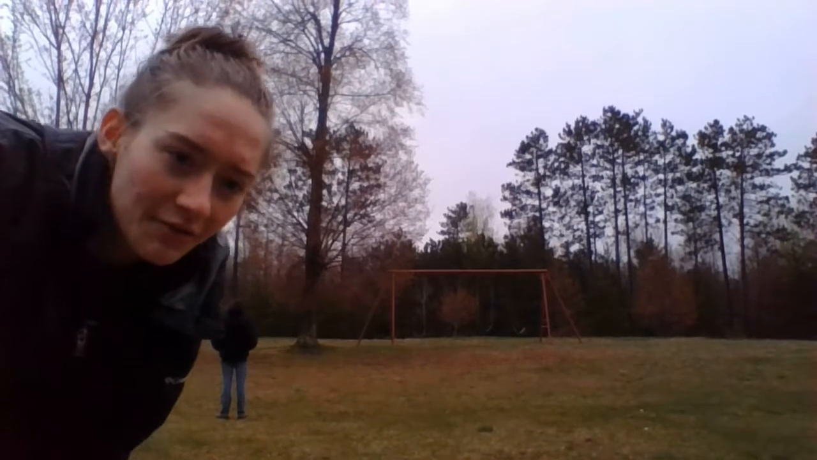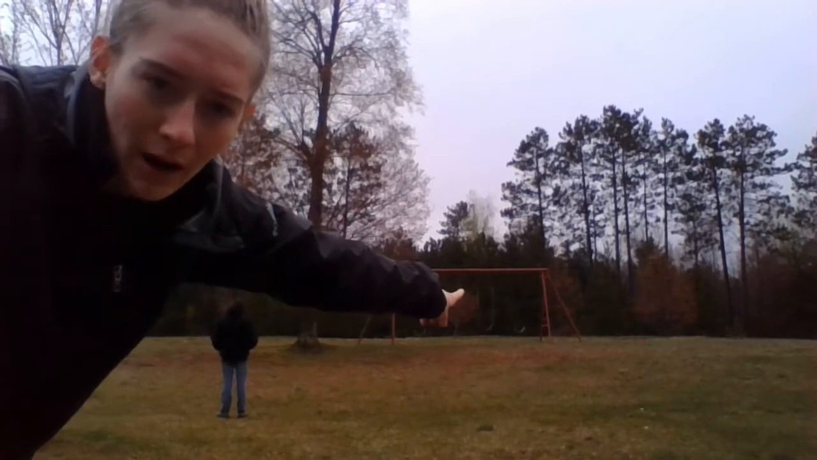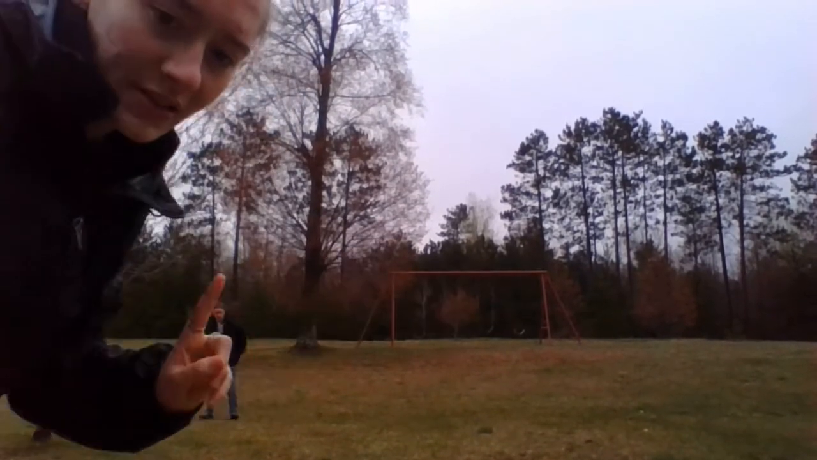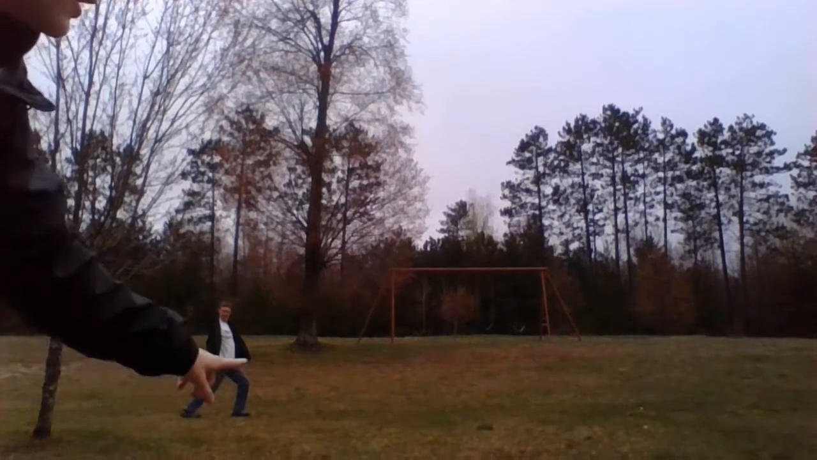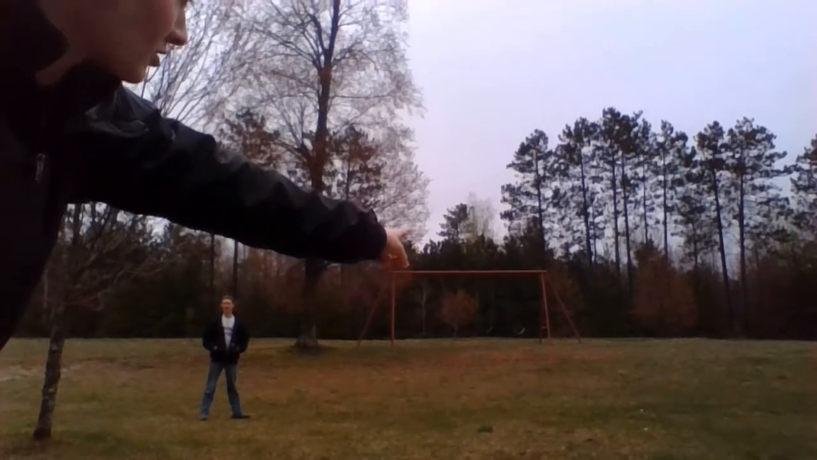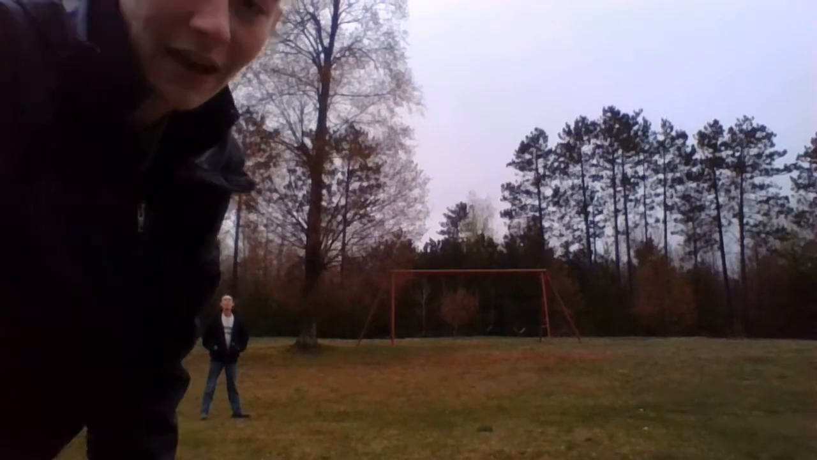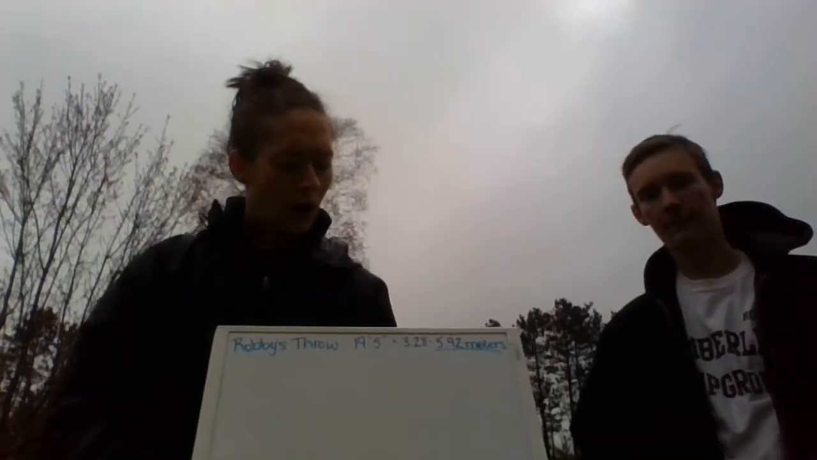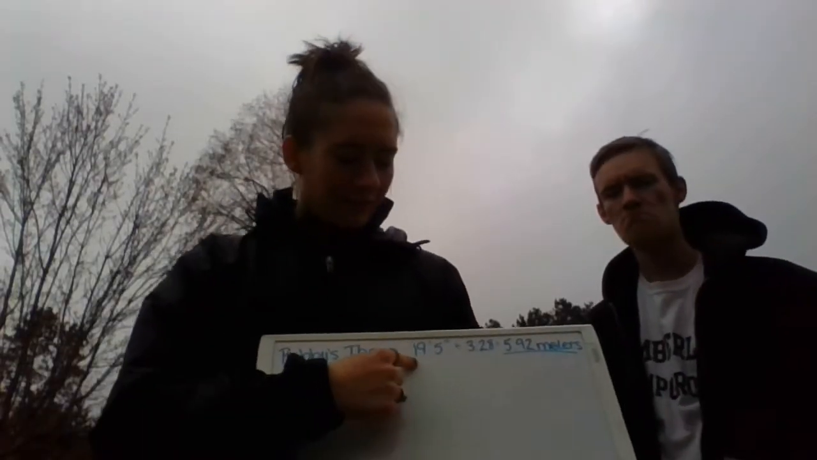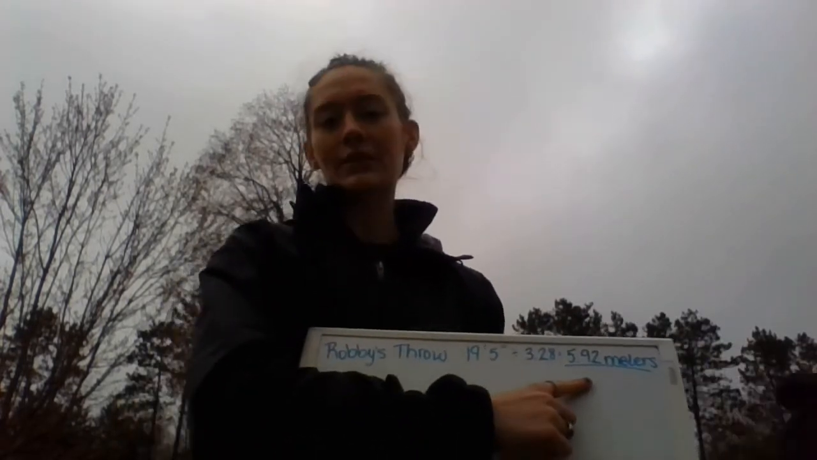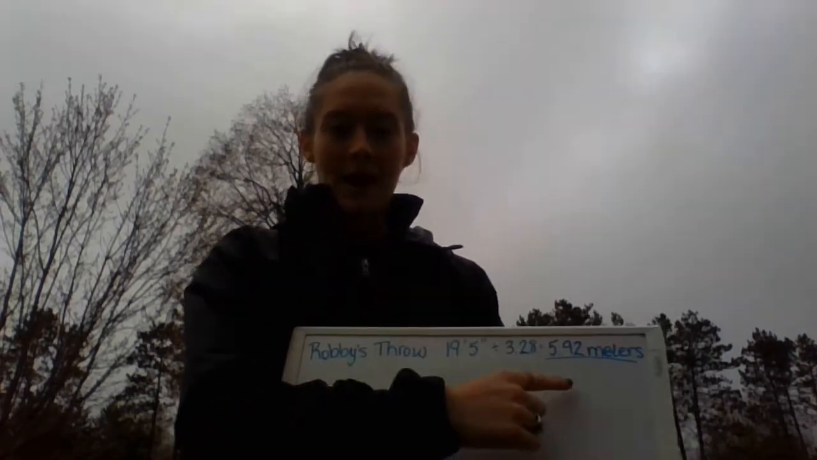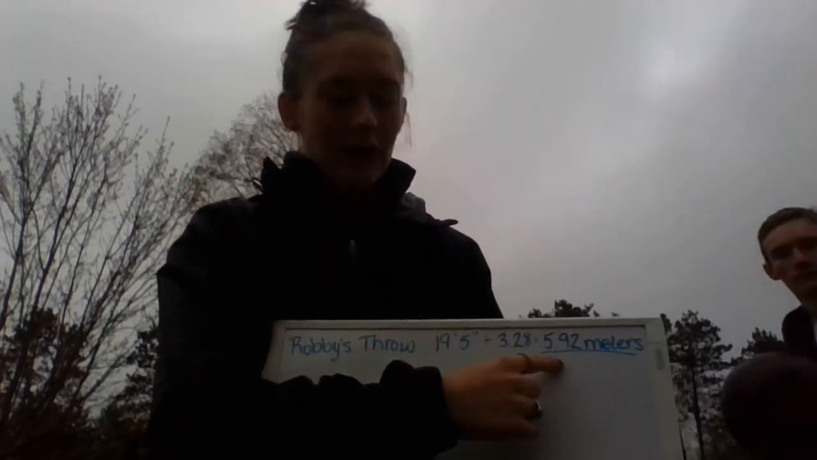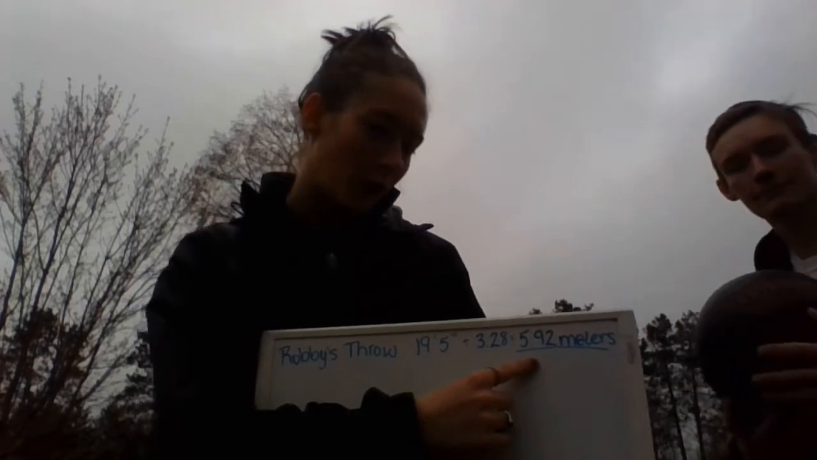You can't really see in the video, but we set a ruler where Robbie threw it from, and where he saw it land is where he's standing. So then we can take the ruler and measure from where he started to where he ended, and that will give us our distance. Robbie threw the basketball 19 feet and 5 inches, and if you divide that by 3.28, which is the conversion to make it meters, because in our equation we have to have it in meters, it is 5.92 meters. He threw the ball.